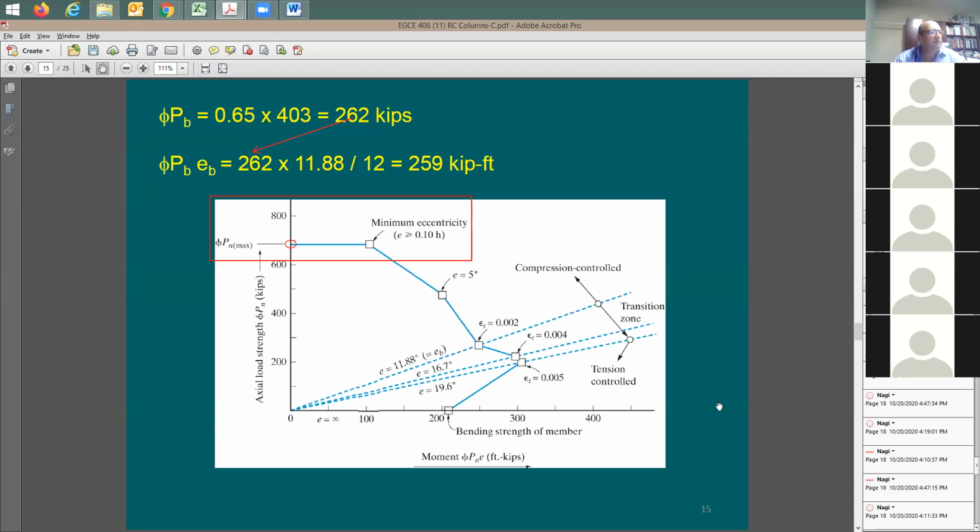Anthony, I'm just wondering, where did they get this moment from? Do you know? This moment value. Is the moment on the x-axis or the y-axis? X-axis, okay. Where did you get this value? How did you solve for it? If I give you phi Pn and I give you the concrete section, can you figure out phi Mn that goes at this point? And how? Yeah, I don't.